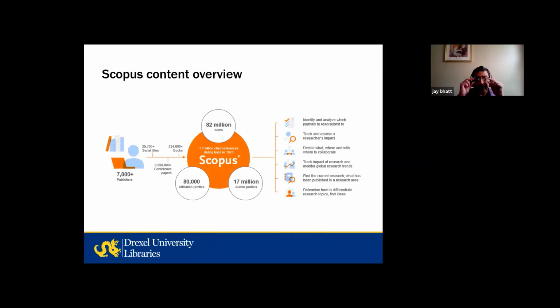Briefly, Scopus contains more than 82 million items, more than 25,000 serial articles, more than 200,000 books, and so many conference papers, author profiles, and so on. So it's a big collection. It also has 1.7 billion cited references dating back to 1970, with more than 7,000 publishers. And these are little tips here that you can see.